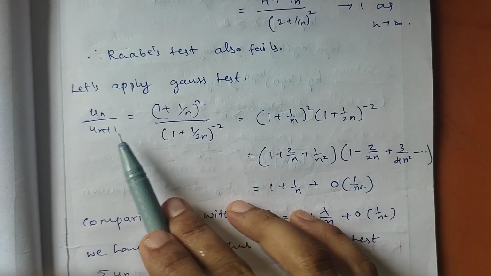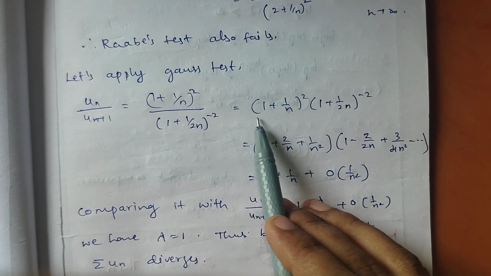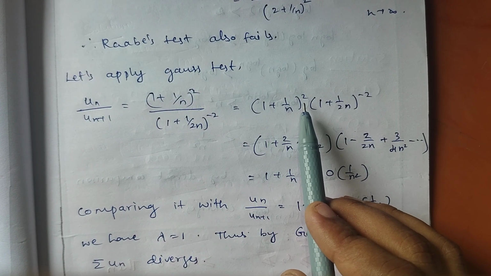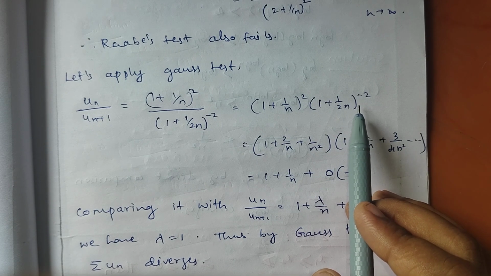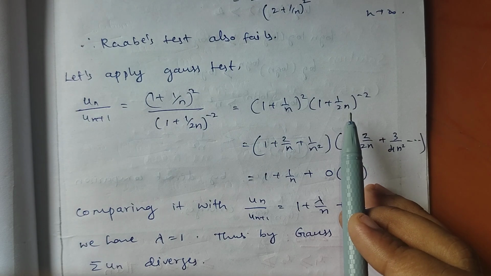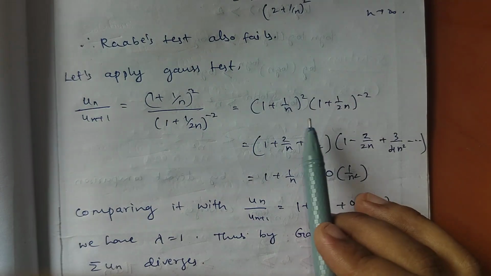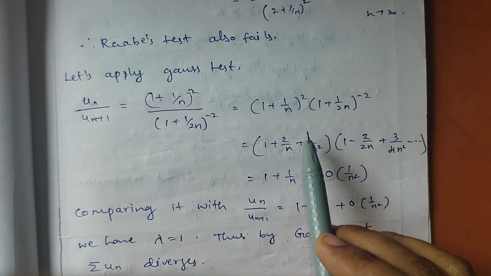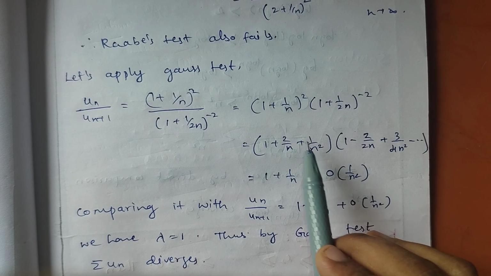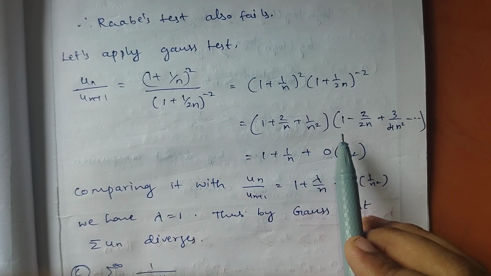Okay. So here un by un+1, we got (1 + 1/n)² into (1 + 1/2n)^(-2). The Gauss test is applied if we expand un by un+1 in terms of power of 1 by n. So here we can expand using power of 1 by n.